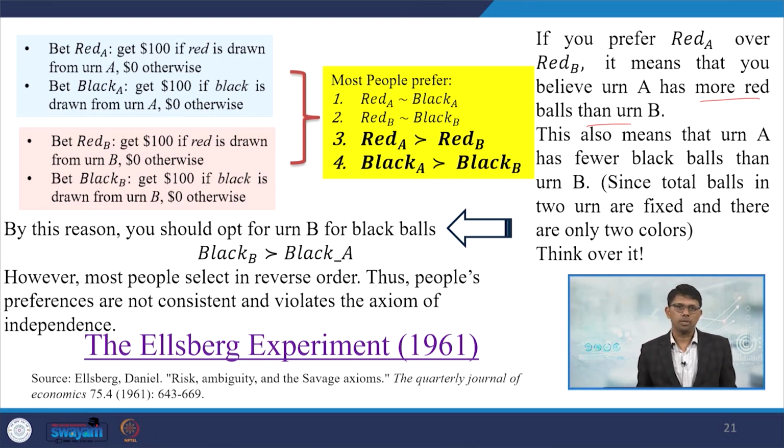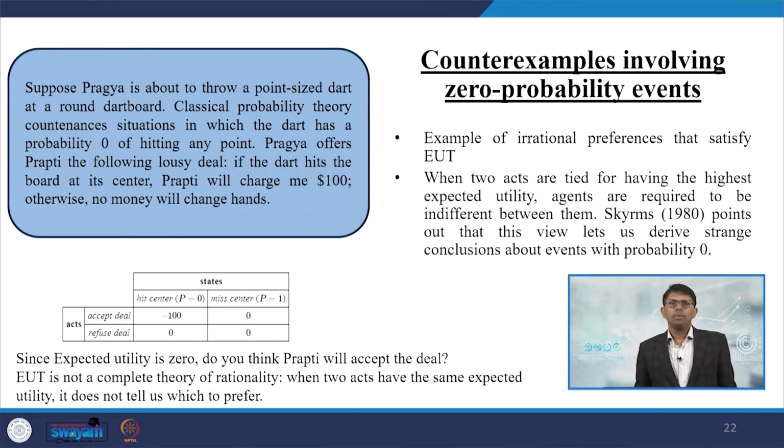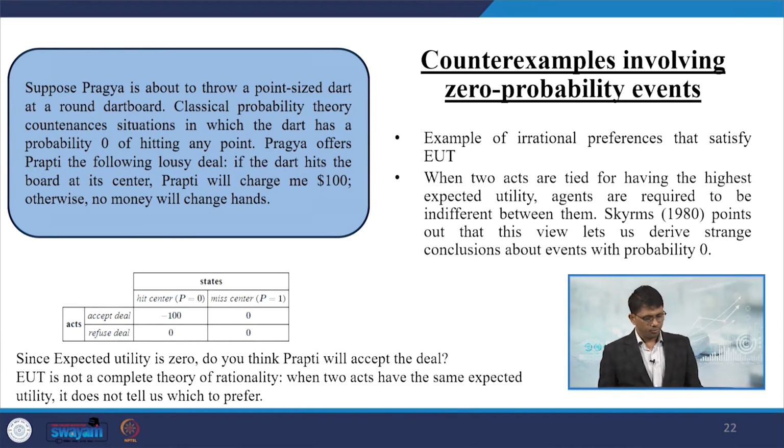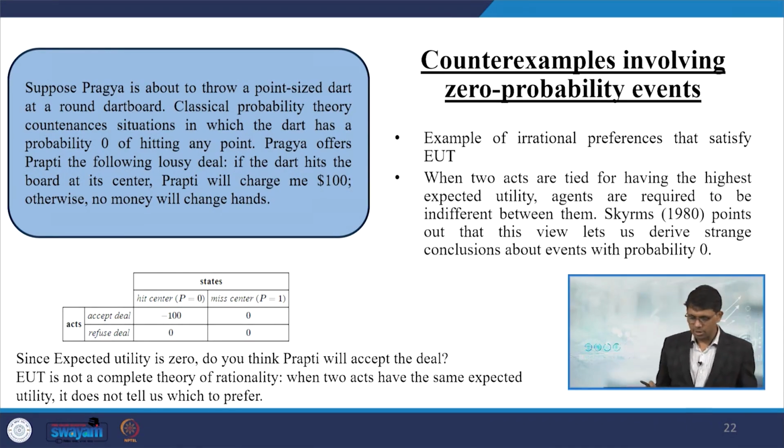Thus, people's preferences are not consistent and violate the axiom of independence. Given the options and their possibilities, people actually violate independence as an axiom of the choice function. So, coming to the discussion of zero probability events, we are again citing how, when there are zero probabilities, it runs counter to the rational choice function.